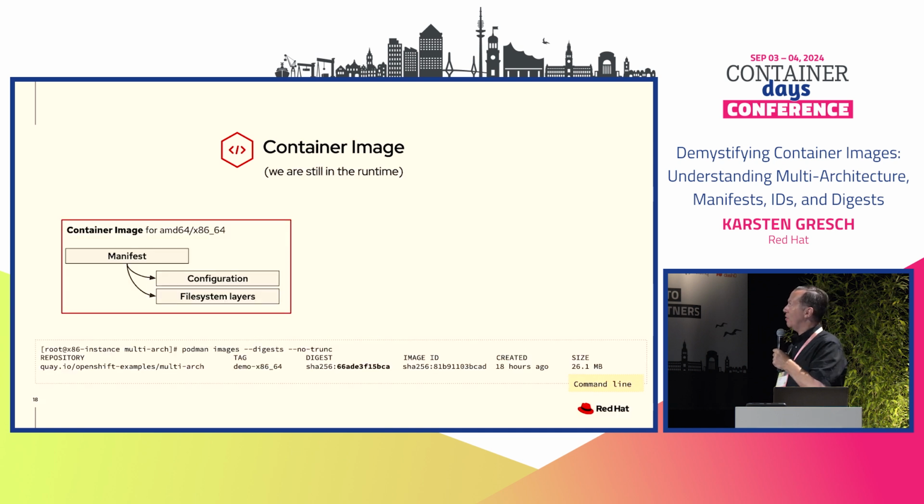Okay, we are still in the runtime, so now if you run something like podman images with digest, or with Docker inspect you can also do similar things, you will get a digest value and an image ID, right? And this is interesting. So just stay with me with the 66A and the image ID, the 81B, because later on we might need this.